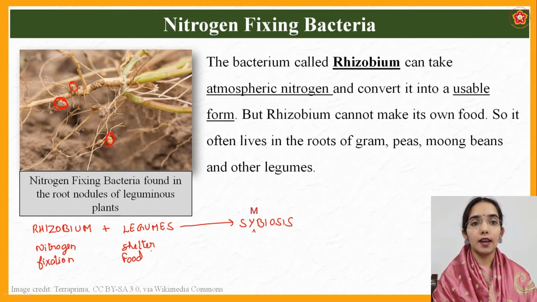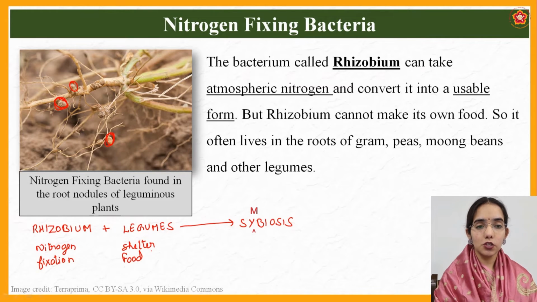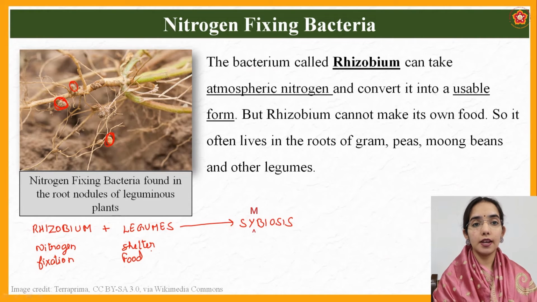So they are living inside these nodules. So the rhizobium bacteria is providing nitrogen to the plant, and the plant in turn is giving the rhizobium bacteria shelter, and it is giving it food also. Again over here, symbiotic association is seen.